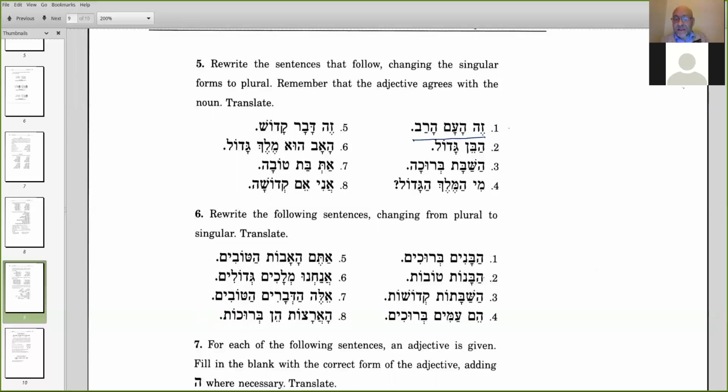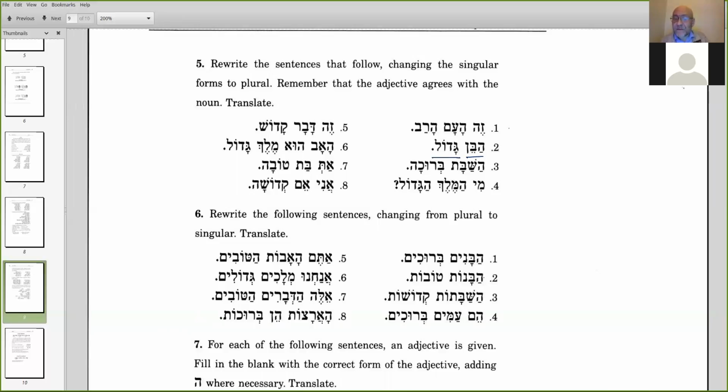And number two, we have the sun is big, but we need to make it say sons. So it's going to be ha-banim, and it's going to say gadolim. Okay, hirik yod mem sofit. I'm not going to write that one out for the sake of brevity and time, but I will tell you what it is. So the sons are great.